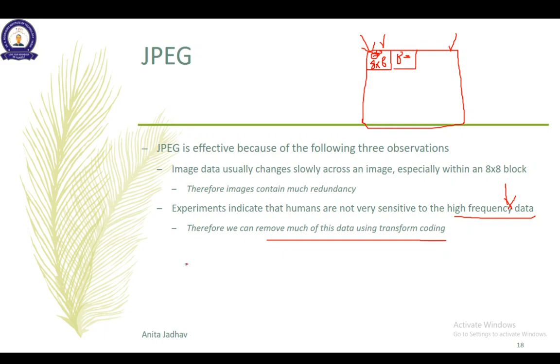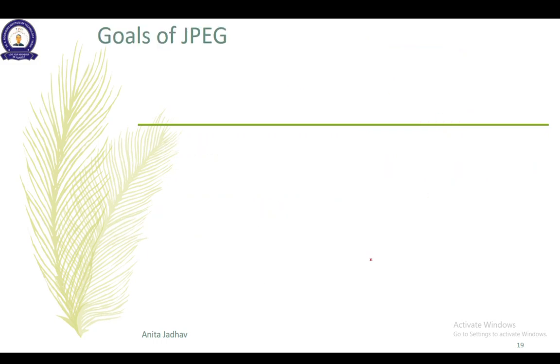JPEG is also effective because of a third reason, which I have not written here. It is because of YCbCr: we are not sensitive towards the CbCr components and we are more bothered about the Y component. So JPEG is effective because of these three reasons.